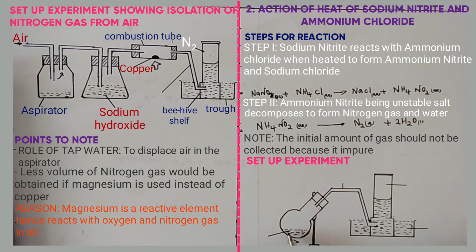We place a mixture of ammonium chloride and sodium nitrate. Then the mixture is heated here. I said the reaction occurs in 2 steps. Then nitrogen is collected here by the over water method. This is a delivery tube.